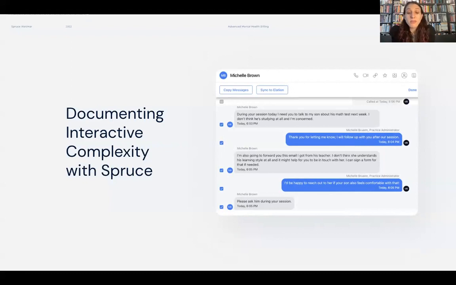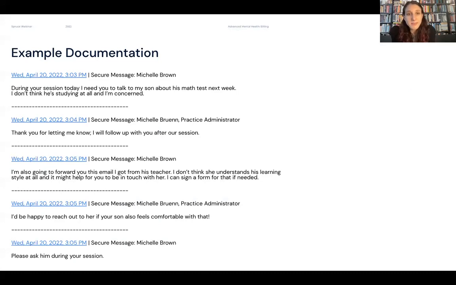An important distinction to make here is that interactive complexity cannot be billed as part of family therapy or couples therapy, because there is an assumption in those codes that you are dealing with multiple people. Whereas in a situation where it's individual therapy and a third party is being brought in, this is an add-on. It's a difference. So again, this shows how this would paste.